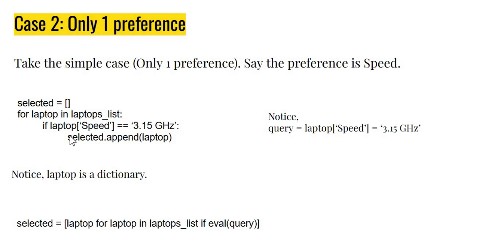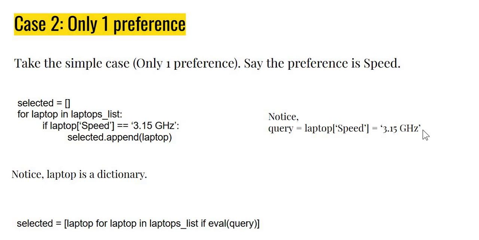But the problem here is that this is quite rigid because the user's preference may be speed, maybe brand, maybe RAM and so on. However, remember that we have already captured the user's preference inside this query. In this case, if the user's preference was just speed, our query would have been laptop speed. There's a typo here. There should have been two equal signs. But nonetheless, you get the idea that our query would have been laptop speed double equal to 3.15 gigahertz.